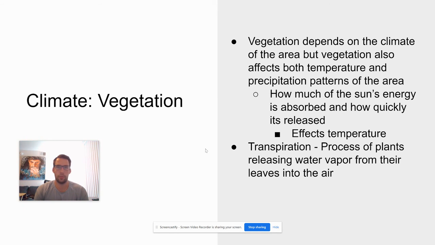Vegetation is also really important because plants not only depend on climate, but the climate depends on plants. Plants are able to absorb a lot of the sun's energy and regulate the temperatures in that area. And they also release water vapor from their leaves into the air. That's called transpiration.